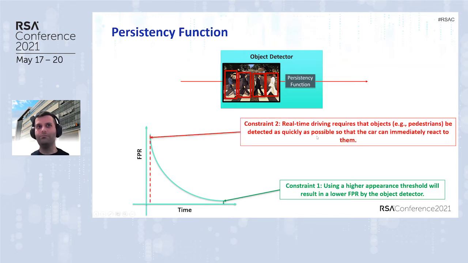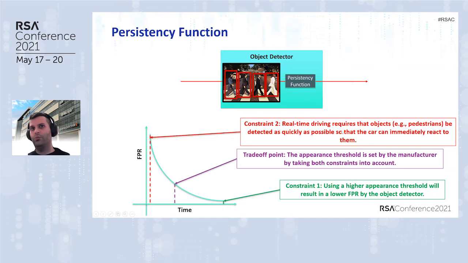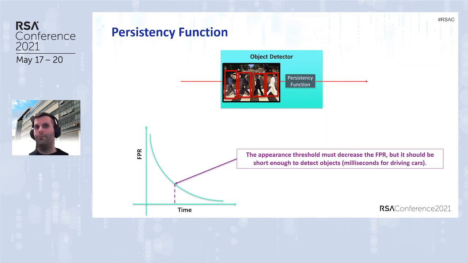However, in our context, real-time driving requires that objects, for example pedestrians, be detected as quickly as possible so that the car immediately reacts to them. So you have a trade-off point where the appearance threshold is set by the manufacturer based on its experience, taking both constraints into account. The appearance threshold must decrease the false positive rate, but it should be short enough to detect objects, and in our case, it's milliseconds for driving cars.